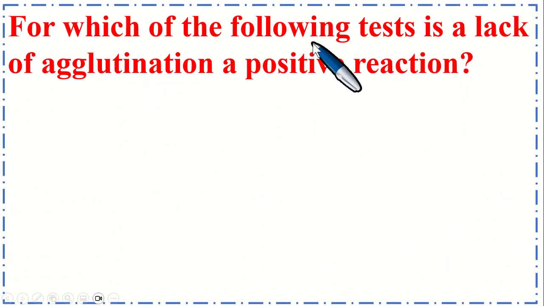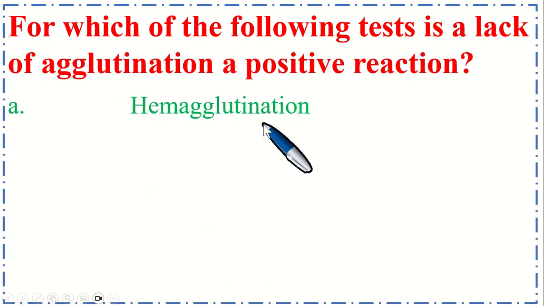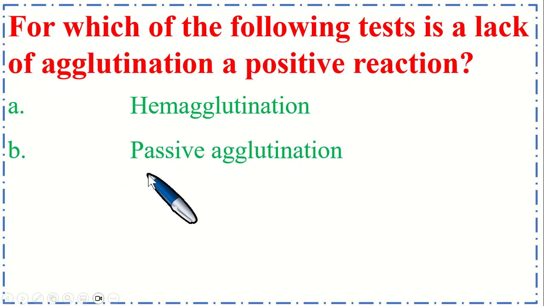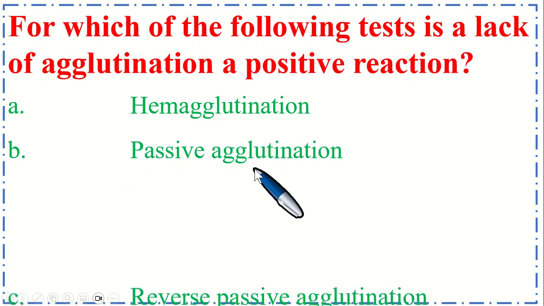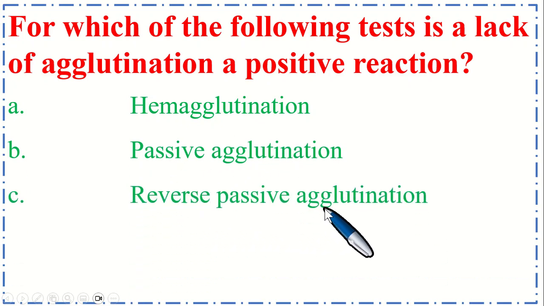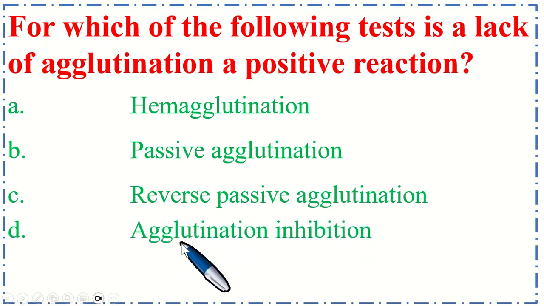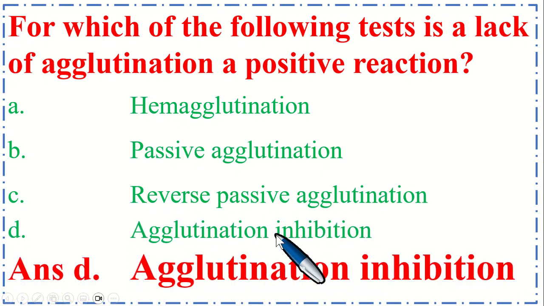For which of the following tests is a lack of agglutination a positive reaction? Option A, hemagglutination. B, passive agglutination. C, reverse passive agglutination. And option D, agglutination inhibition. So the correct option is D, agglutination inhibition.